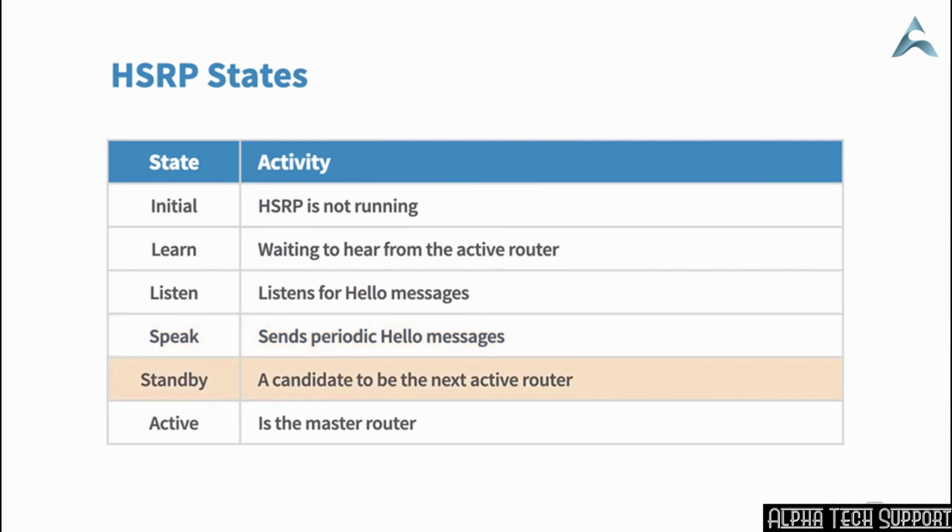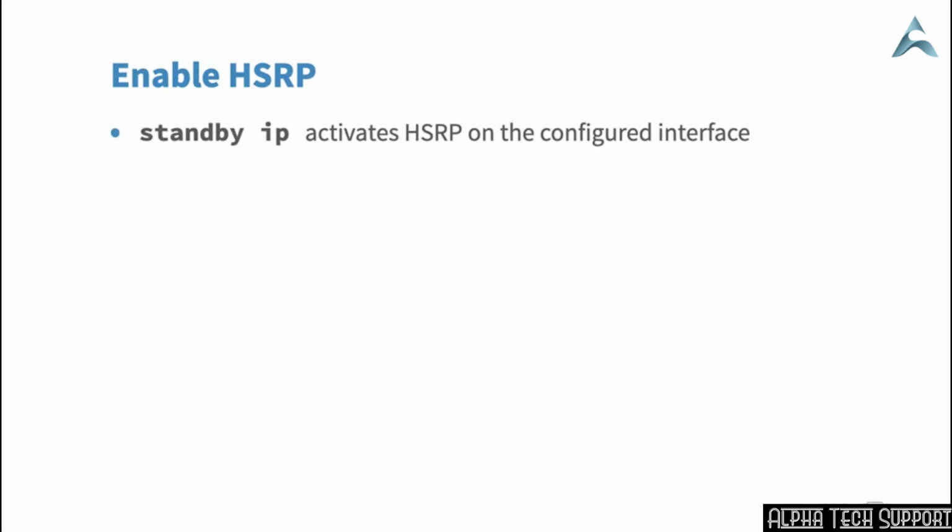During the standby state, the router is a candidate to become the next active router and sends periodic hello messages. Now, aside from state changes, there must be at least one router in standby state. In active state, the router is the master and is forwarding packets to the group's virtual MAC address and sends periodic hello messages. Now, we enable Hot Standby Router Protocol by using the standby IP command.